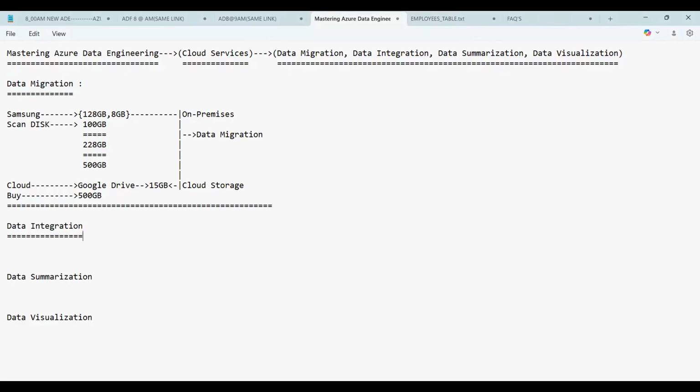Okay, I'll tell you, no problem. Even if you don't know data integration, it doesn't matter. I will explain everything, guys. I'll explain what is data integration. So, no problem. So, what is data integration?